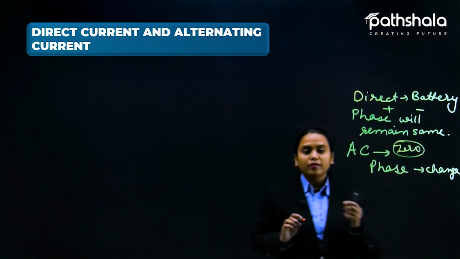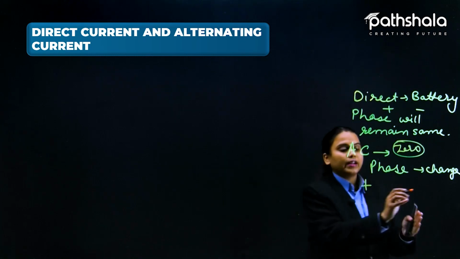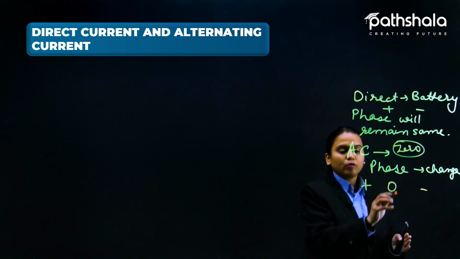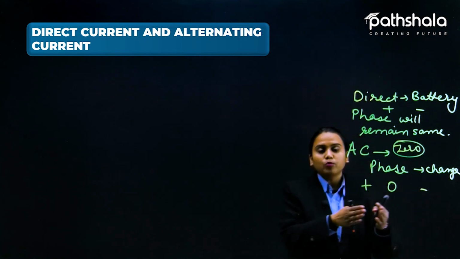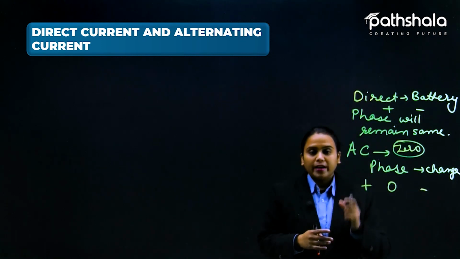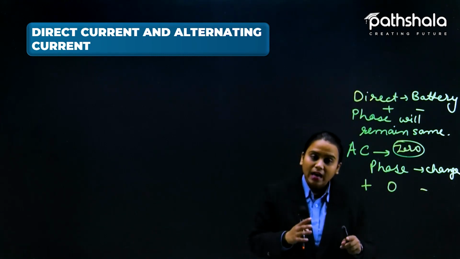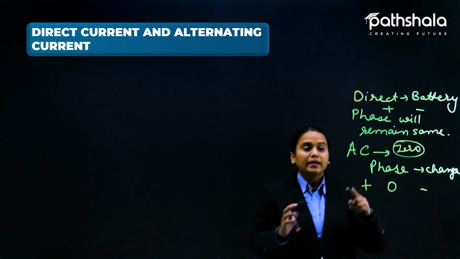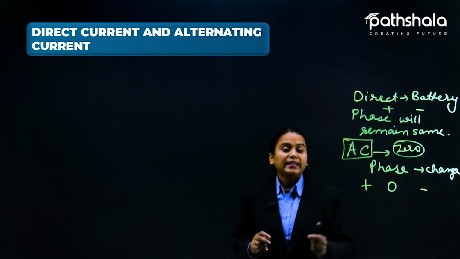Even for a fraction of a second, it is going to be zero also. When it is changing from positive to negative, in between what do we get? We get zero. Now when it goes from negative to positive, in between again we get zero. So for a fraction of a second we have zero current also. But this is alternate current, and this was given by Tesla.